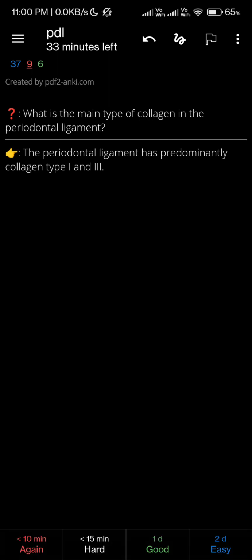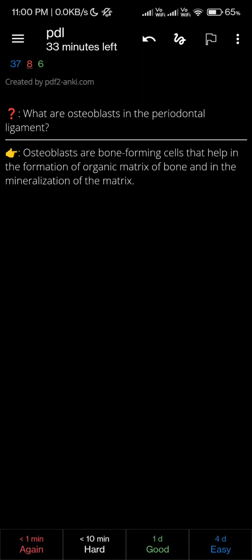What is the main type of collagen in the periodontal ligament? Types 1 and 3. So, what are osteoblasts in the periodontal ligament? Bone forming cells. They form the organic matrix of the bone and also help in the mineralization.